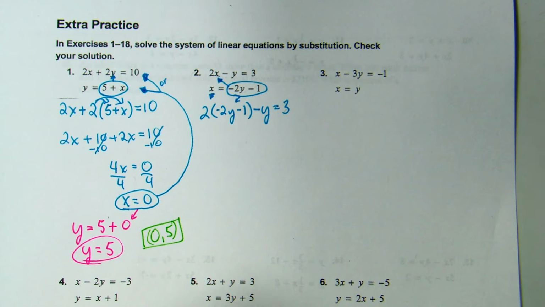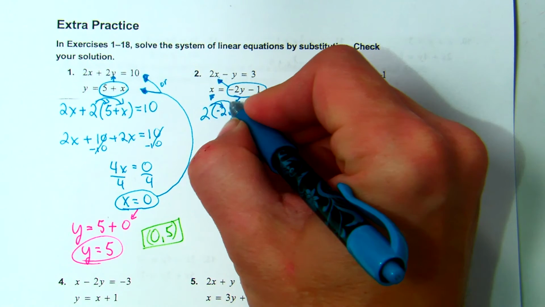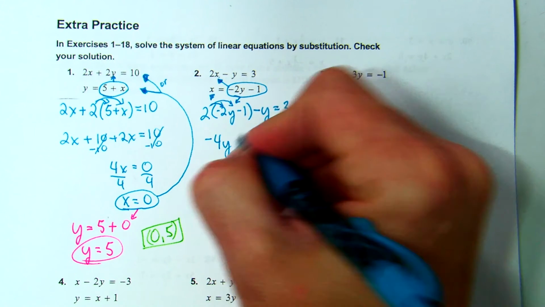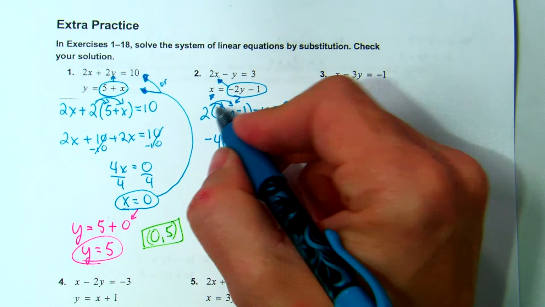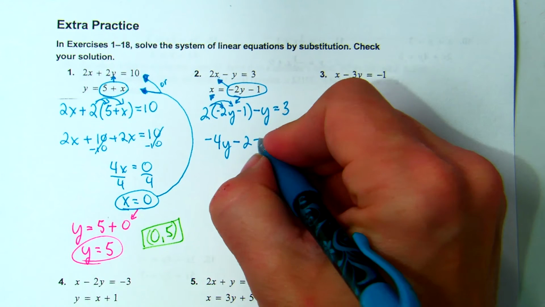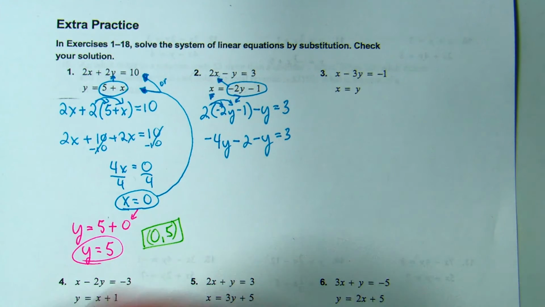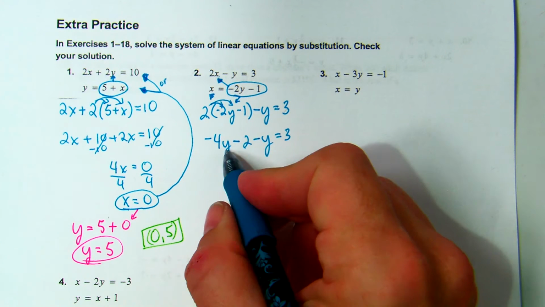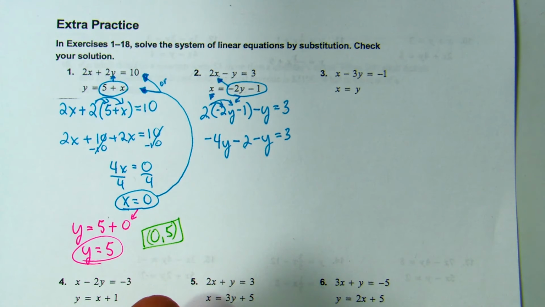Okay, so now we've got to do a little work to clean it up. We're going to have to distribute my 2 into the parentheses. So we're going to have negative 4y when I multiply 2 times the negative 2y. Negative 2 when I multiply 2 times the negative 1. Minus 2 still equals 3. Alright, and then we're going to combine like terms and take our 2 across to the other side.